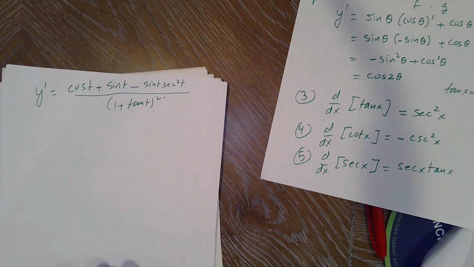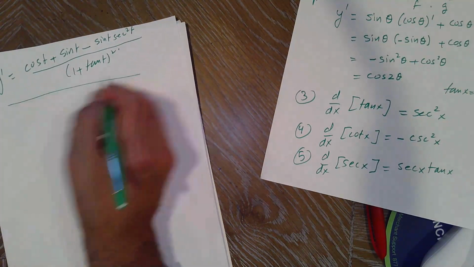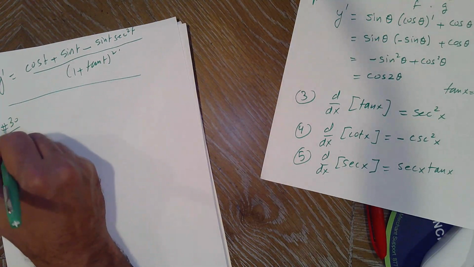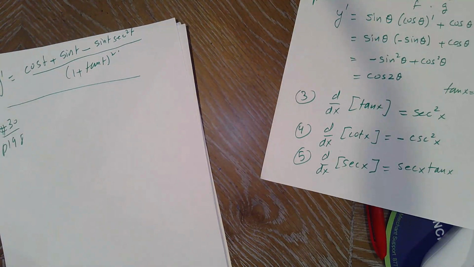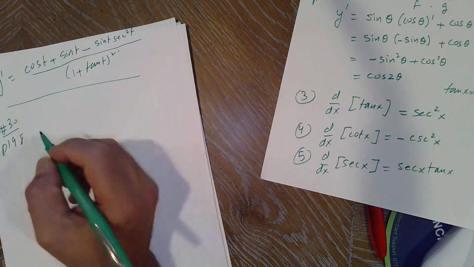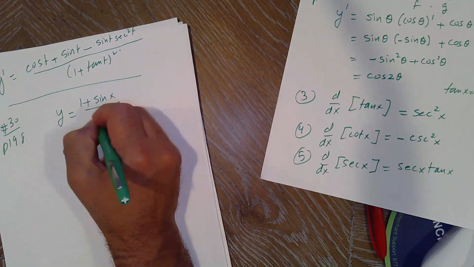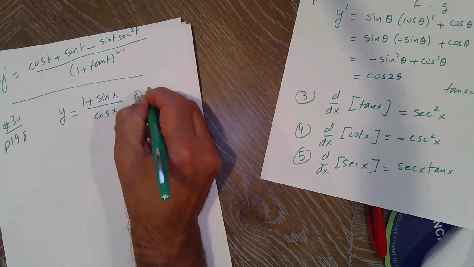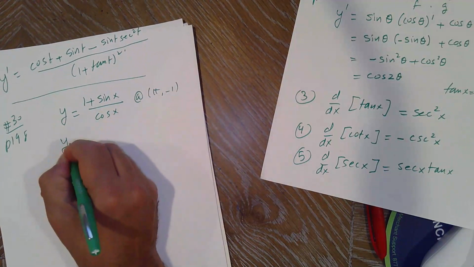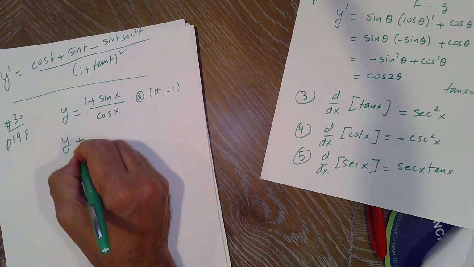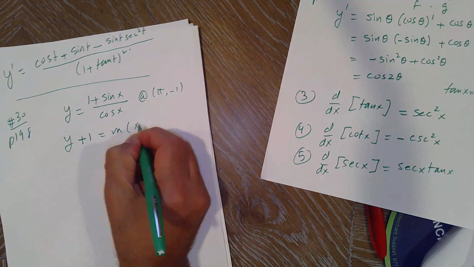Number 30, page 198. It says equation of tangent line to the curve at the given point. So they want equation of the tangent line. Same concept but different problem. At pi, negative 1. So y minus negative 1 equals m times x minus pi.